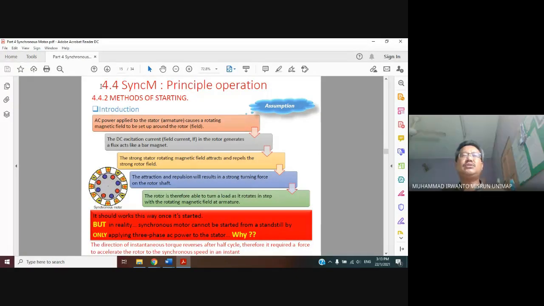Okay, Doctor. Now we want to discuss the methods of starting the synchronous motor. I repeat again, a motor means converting electrical to mechanical. So look here. AC power applied to the stator armature causes a rotating magnetic field to be set up around the rotor.